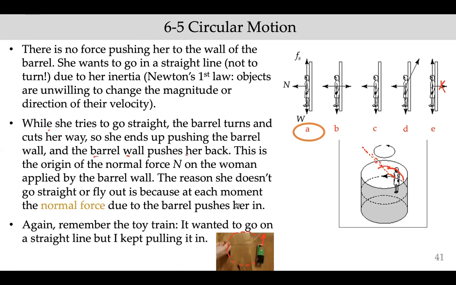If something is going in circles, like this woman here, there should be a force. It could be normal force, it could be tension, some rope, it could be gravitational pull between the Earth and the Sun. But the point is there should be a force towards the center. Again, remember the toy train, it wanted to go straight on a straight line, but I kept pulling it in.